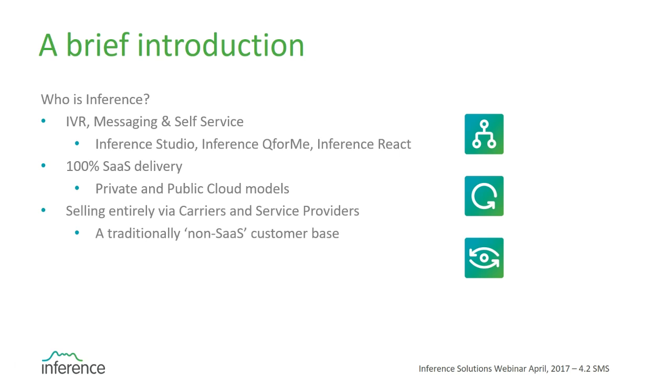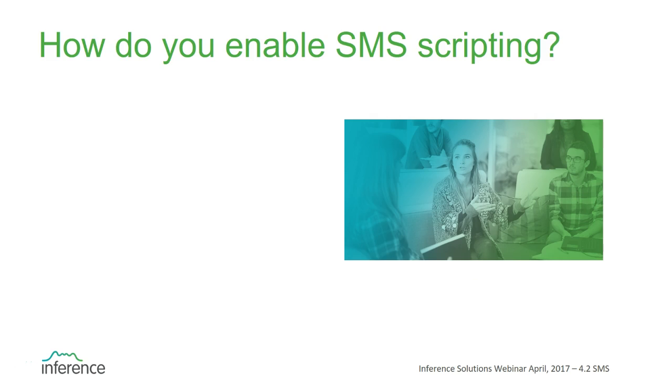You're probably already aware that we sell entirely via carriers and service providers. These are traditionally a non-software-as-a-service customer base, but we've really pioneered the use of software as a service and infrastructure as a service for these types of partners. Most of the people I can see in the list here in the webinar today are from service providers and carriers. And we're resold currently by a few dozen carriers across the globe, spanning the big tier 1s, tier 2 and tier 3 carriers. All right, so let's get straight into SMS scripting.